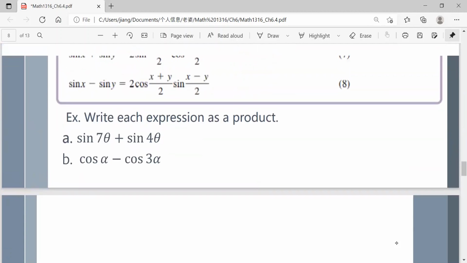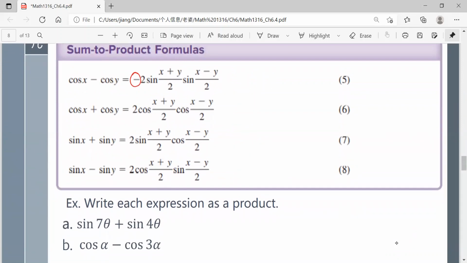So one thing I need to remind you: look, cosine x minus cosine y, cosine, cosine. Sine x plus sine y, sine x minus sine y. So you want to see this kind of thing. But if they have different functions, for example sine x minus cosine y, we can't use this kind of formula. We need to convert one of the terms to the same function. What's the meaning of that?